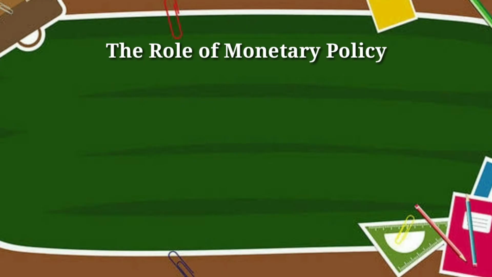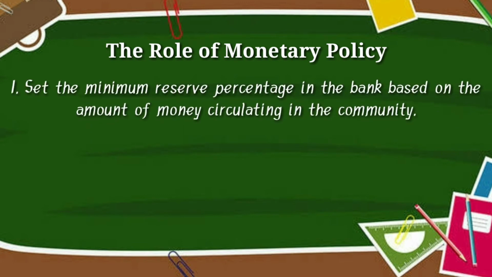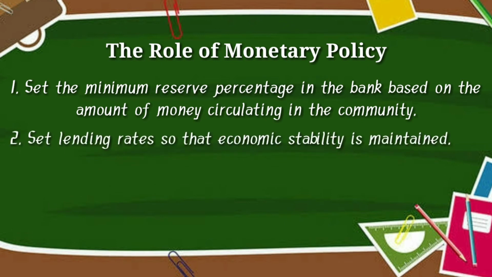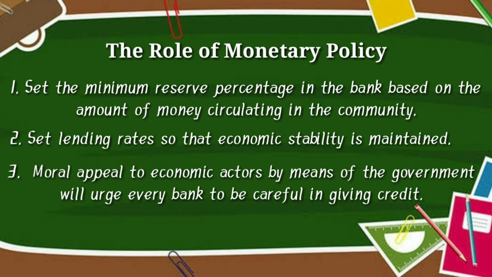The role of monetary policy. There are some roles of monetary policy. First, set the minimum reserve percentage in the bank based on the amount of money circulating in the community. Second, set lending rates so that economic stability is maintained. Next, moral appeal to economic actors, by which the government will urge every bank to be careful in giving credit.